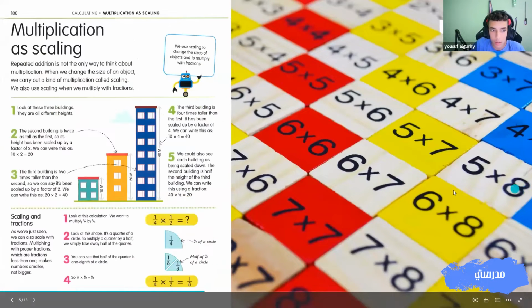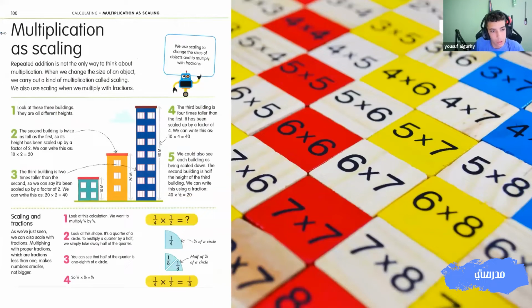Let's go on to the next one. So multiplication can be used in a lot of different ways. You can use it as just grouping numbers and then adding them to themselves or repeating them. But you can also use multiplication for scaling. So here we have 3 buildings. One that is 10 meters tall, one that is 20 meters tall, and one that is 40 meters tall.